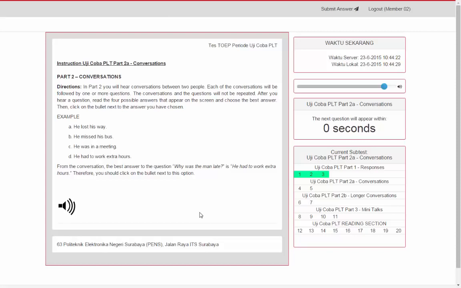On the screen, you read, He lost his way. He missed his bus. He was in a meeting. He had to work extra hours. From the conversation, the best answer to the question, "Why was the man late?" is, "He had to work extra hours." Therefore, you should click on the bullet next to this option. Remember, you are not allowed to take notes or write anything during the test.